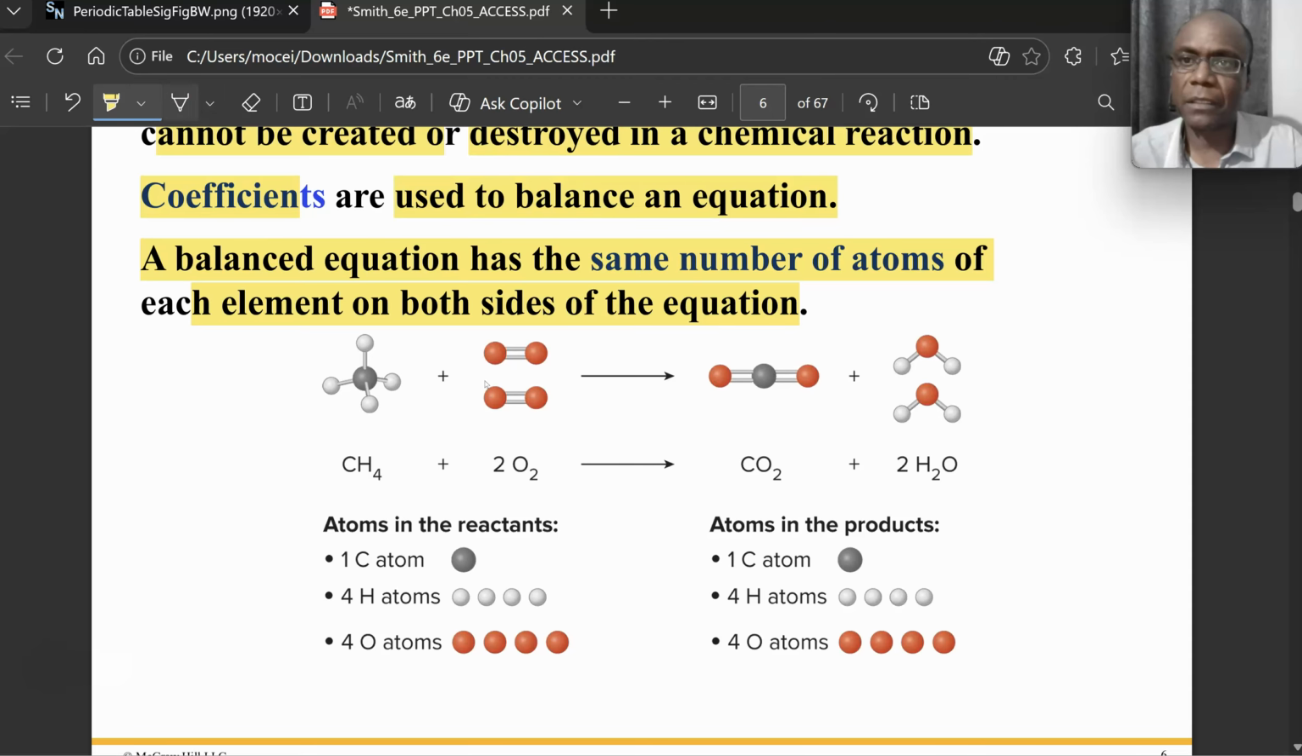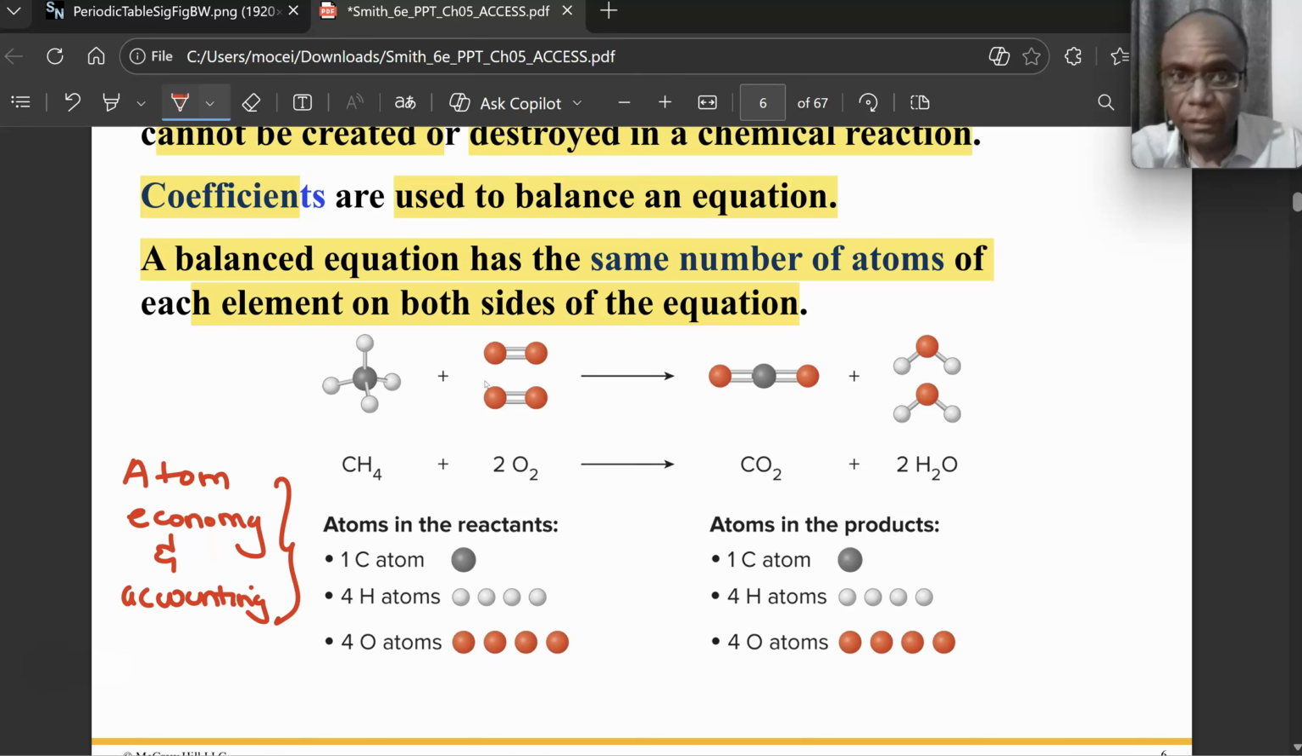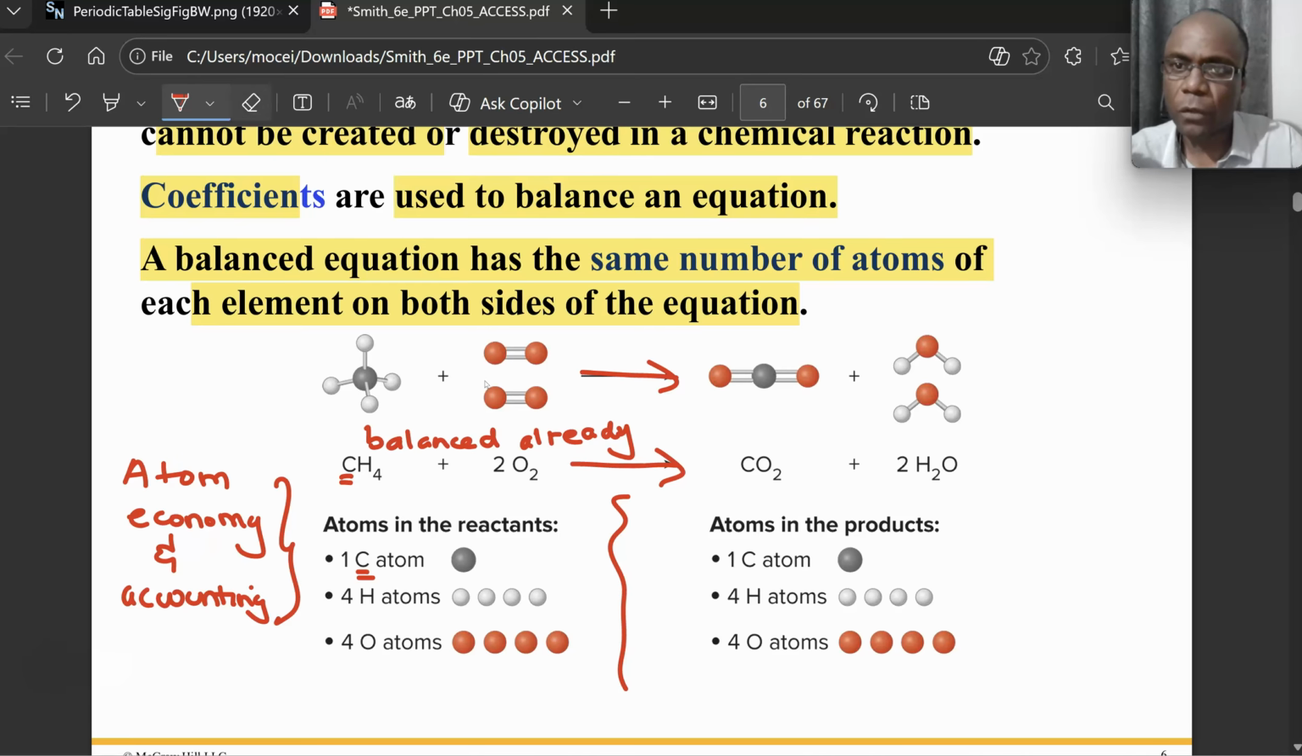Let's do some atom economy. That's what we call it. Economy and accounting, so let's account for some atoms. This, remember, is the reaction arrow. That means to give or to yield or to form. So our atoms on the reactant side right now, as it's balanced already, I showed you how to balance this, but we'll talk about it in detail. On the reactant side, we have one carbon.